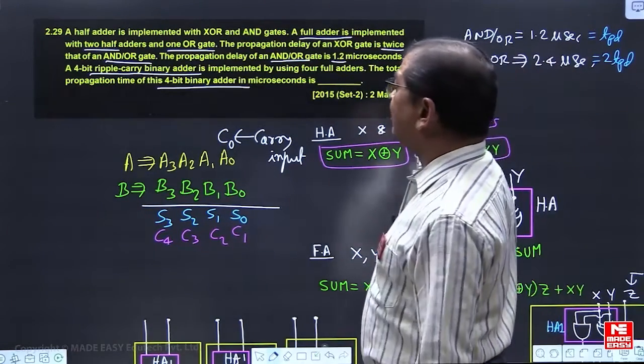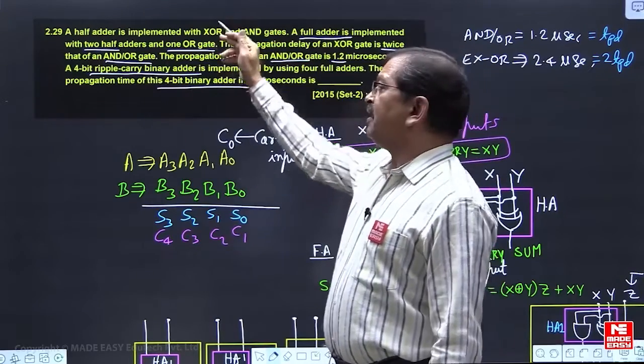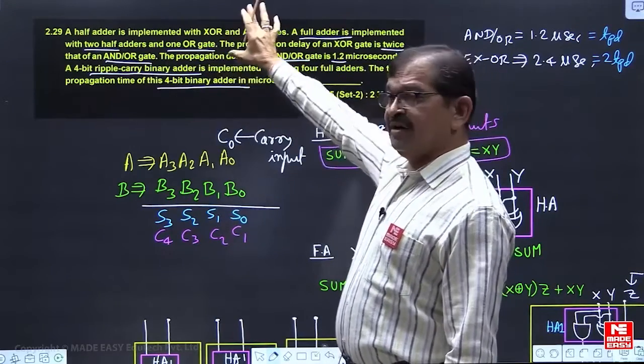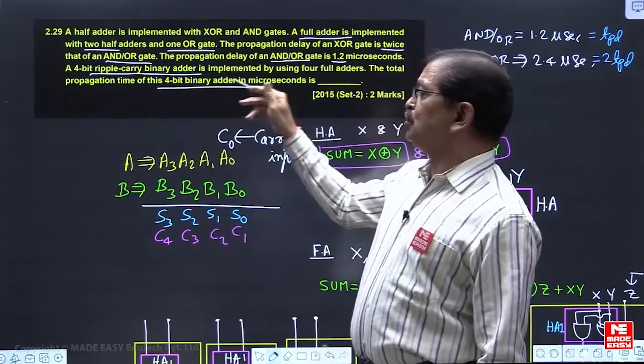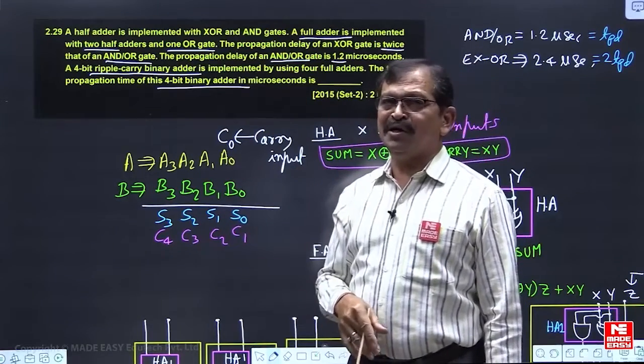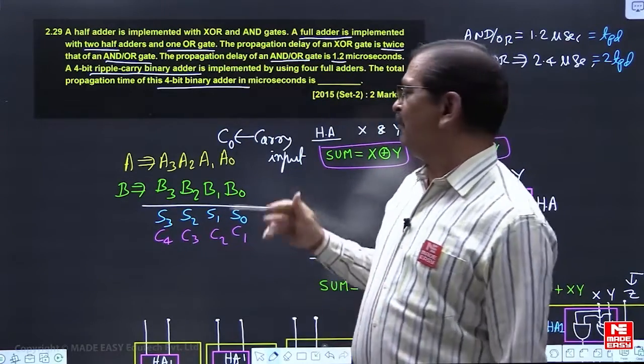What is the question? Whenever a 4-bit ripple carry binary adder is built with this given information, what is the propagation delay associated with this 4-bit ripple carry binary adder? This is our question.